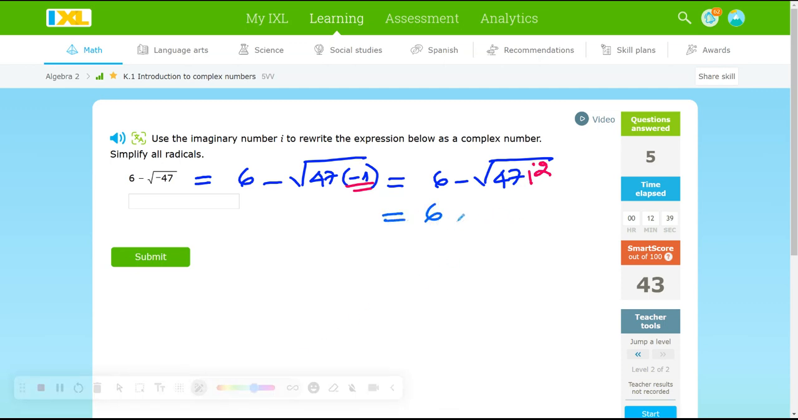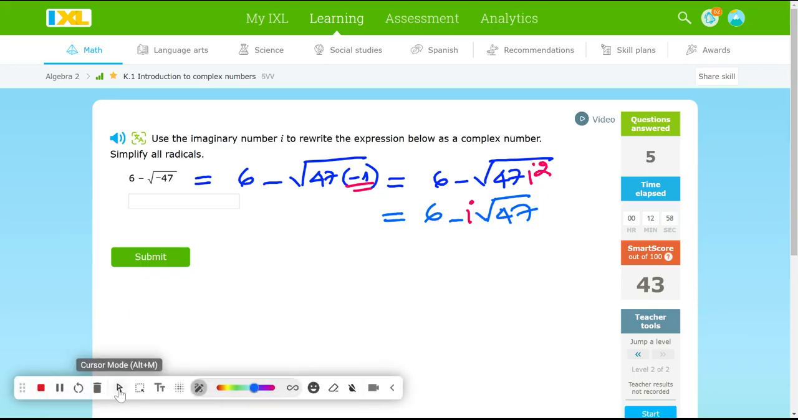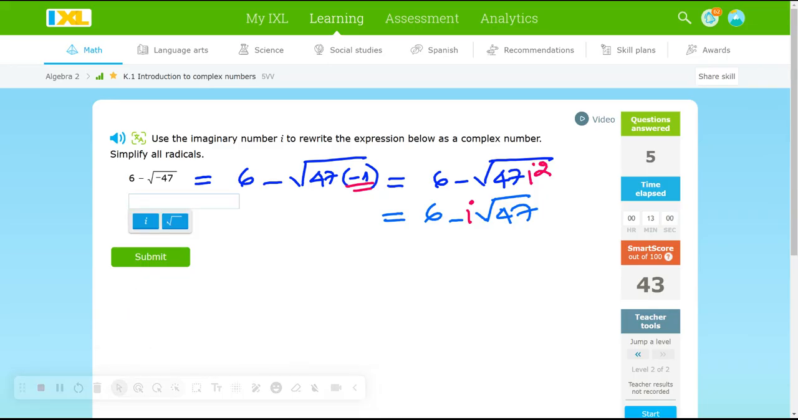Number 6, I write down. Square root of 47, you cannot simplify. Okay, there's no perfect square inside. Okay, so i squared, I move outside, becomes i. Okay, and then square root of 47 is still there. Okay, that's it. So the answer is 6 minus i, and then square root of 47. Voila.